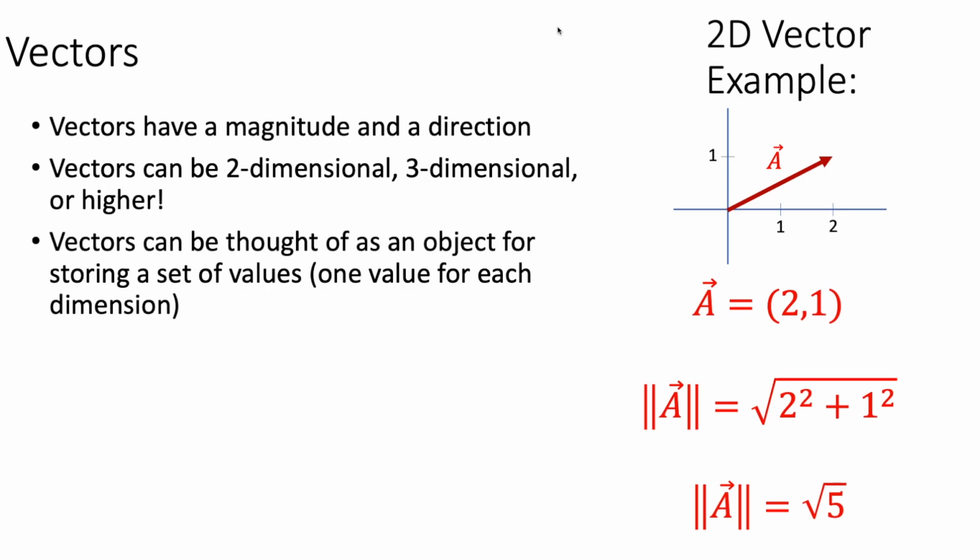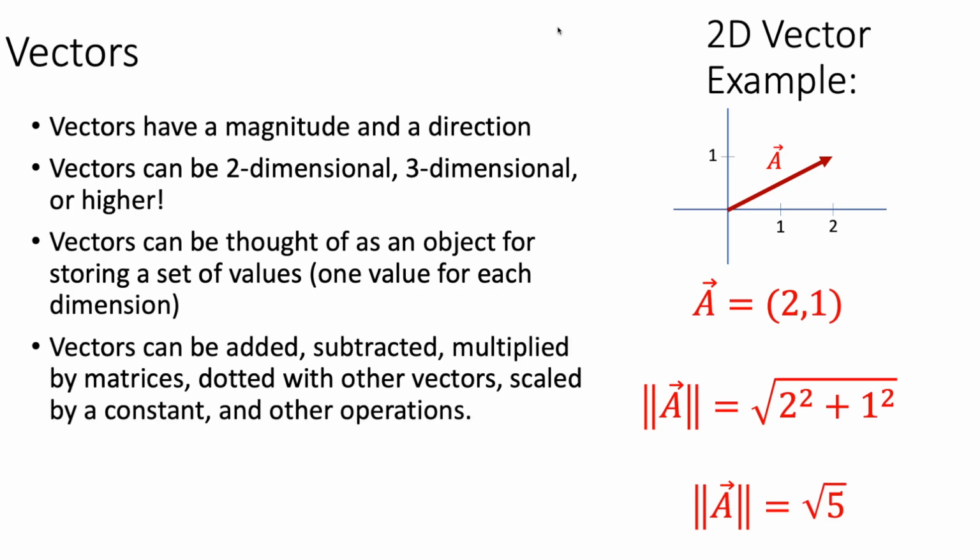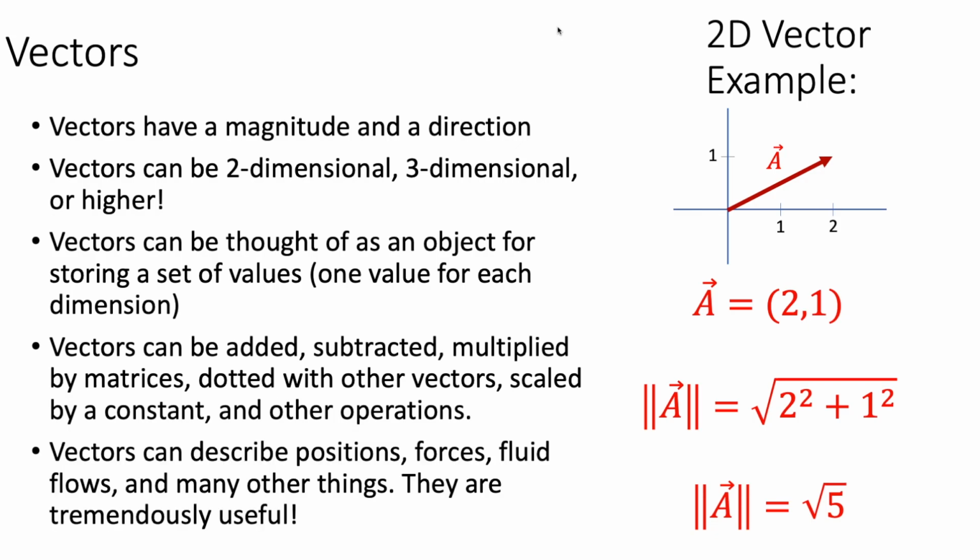Another way to think about vectors is to think of them as an object that'll store a set of values, one value in each dimension. And those values, we call them elements, the different elements of a vector. And in computer programming, you'll see this a lot. Vectors are incredibly useful for storing these values. They can be added, subtracted, multiplied by matrices, dotted with other vectors, scaled by a constant. There's so many operations you can do with vectors. We're going to talk about a few of them today, but we're just going to scratch the surface. And as I mentioned, positions can be vectors, forces, fluid flows, many other things that are tremendously useful. I couldn't come close to listing all the applications of vectors here.